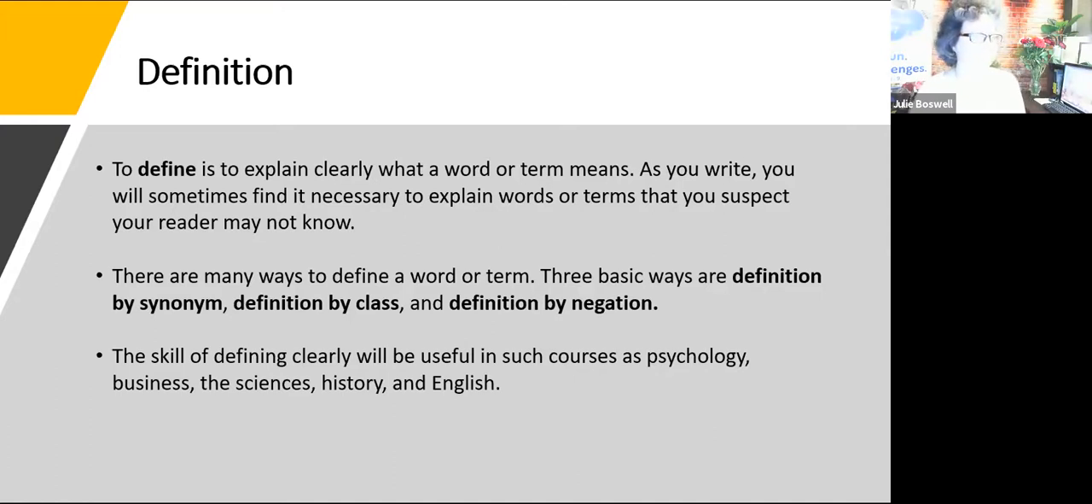It can be done. The skill of defining clearly will be used in such courses as psychology, business, the sciences, history, and English. Also in philosophy. Anytime you write a paper about a technical term or idea or process, or anytime you define something, like we did for, I think tomorrow we're going to do family. Or was that for today? That was for today, family. So you've already had a little bit of experience doing this, just jumping in.